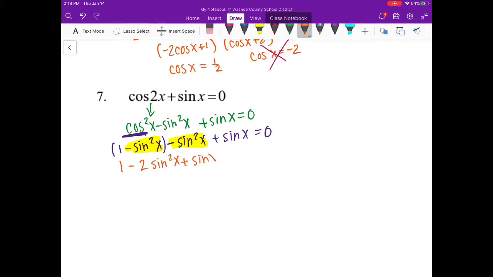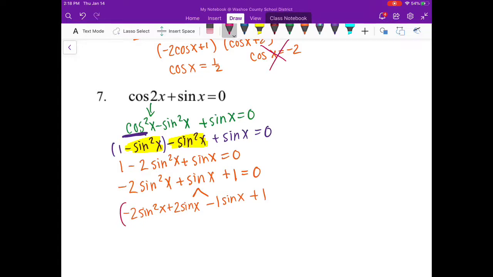Plus sine of x. And then I'm going to rearrange it so that it's in quadratic form. So my square term first, and then sine of x, and then my positive 1. So again, factoring: what two numbers multiplied are negative 2, but add up to a positive 1? So we're going to split up the sine of x into a positive 2 sine of x and a minus 1 sine of x, because that's how I get a negative product but a positive sum.